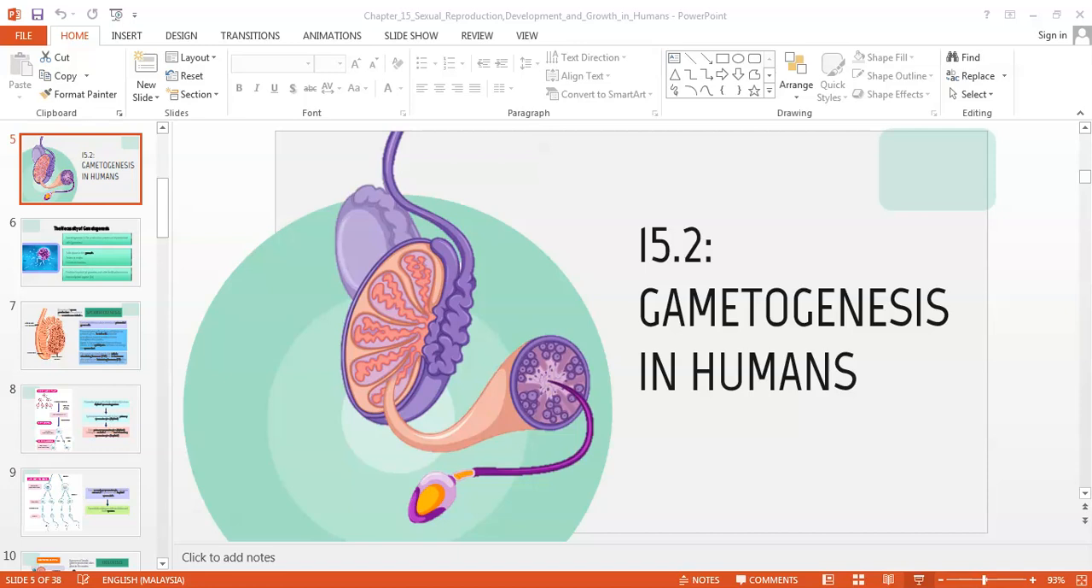Tapi kalau berlakunya fertilization, corpus luteum ni, yang color kuning ni dalam gambar ni, dia akan continues to grow. Akan sentiasa membesar sebab function dia adalah to secrete estrogen and progesterone.